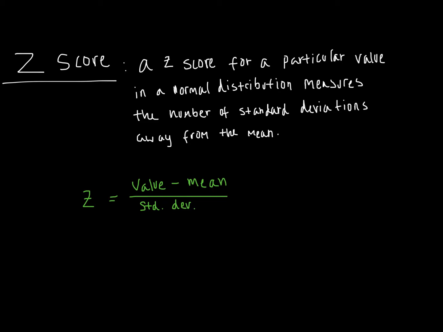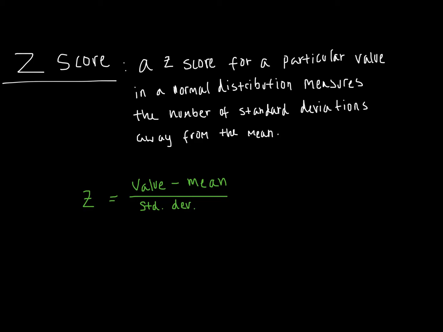And the way that we compute it, just as we did on the previous slide, is that we take the value we're interested in and subtract the mean away from it. This will tell us the total distance it is away from the mean, and then we divide by the standard deviation to tell us just how many standard deviations you were away from the mean.